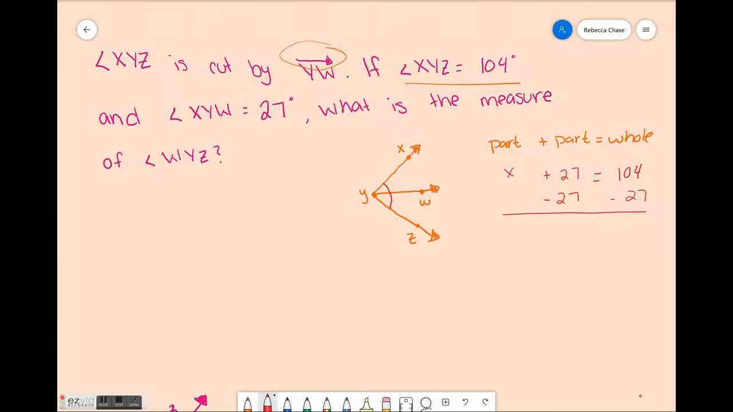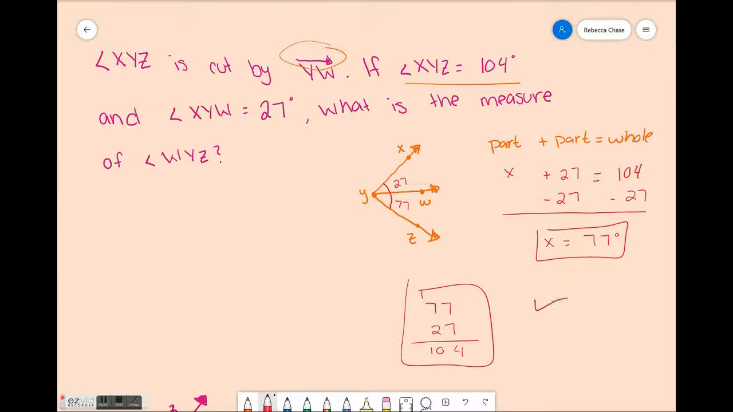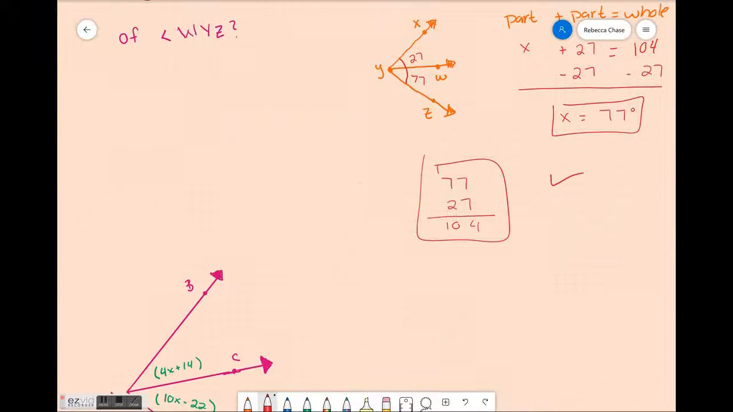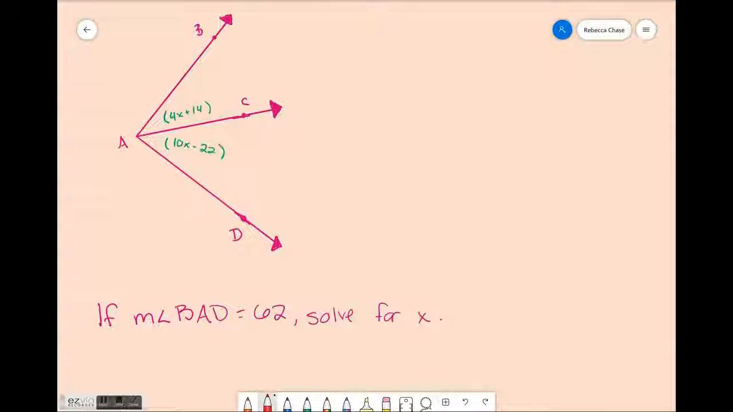So we're going to take 27 and subtract it from both sides. We're going to come out with x equals 77 degrees. So we knew this was 27, and we knew this was 77. One way that you can check your answer is: does 77 plus 27 equal 104? It does. You get a 4 here, carry that, you get 10, 104. Great, our answer is right.